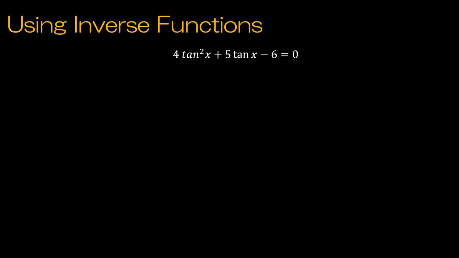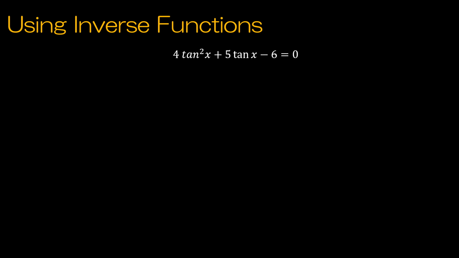For our last example, we're going to use inverse trig functions in order to find the actual solutions, but we're still going to use all of the same strategies that we did before. So we'll start with this question, and this is a factoring question. We have 4 tangent squared of x plus 5 tangent of x minus 6 is equal to 0.